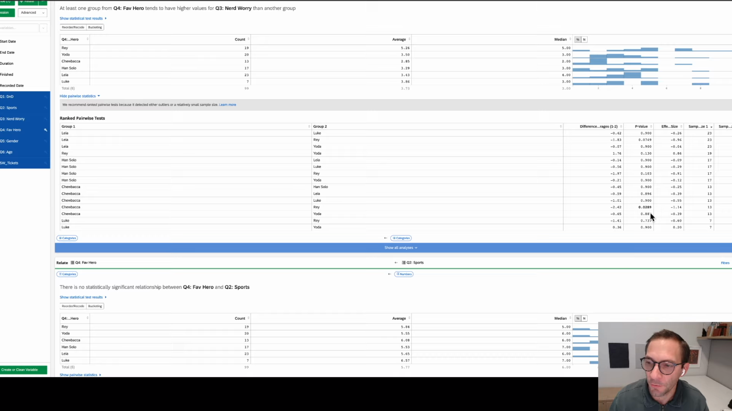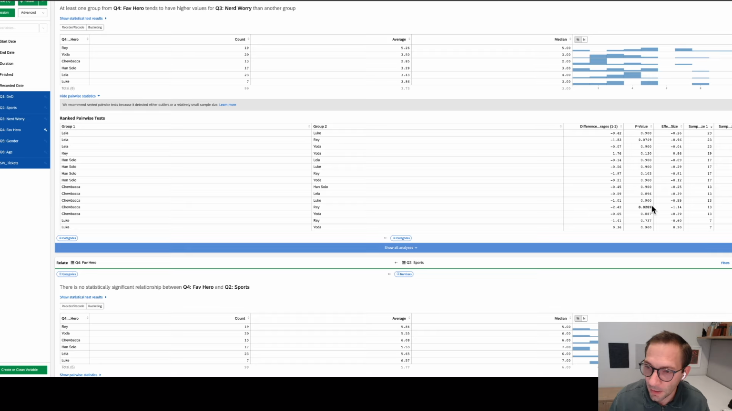Okay, so for Nerd Worry, there's one significant difference here, and we have a marginally significant difference up here. So Ray marginally differs with this p-value of 0.07. Ray marginally differs from Leia. So we have Ray here and Leia. So Ray fans were marginally significant, but they were marginally more worried about being a nerd than the Leia fans.